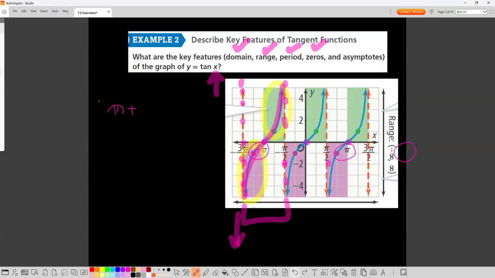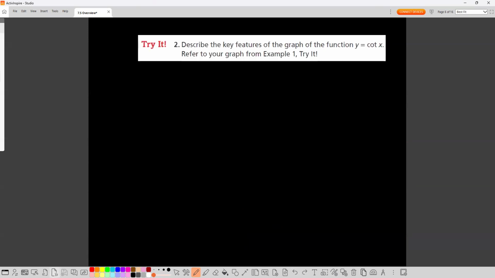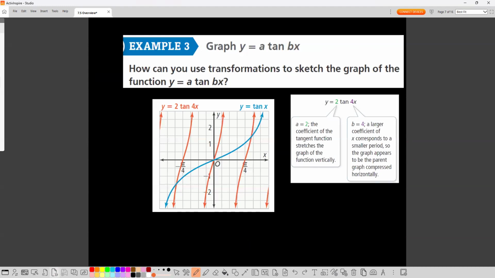And then your asymptotes, where are they? They're at any place where you have an odd number over 2 times your pi, positive or negative. And so I'll write that out with an n in there as well. Or you can just write it in words.